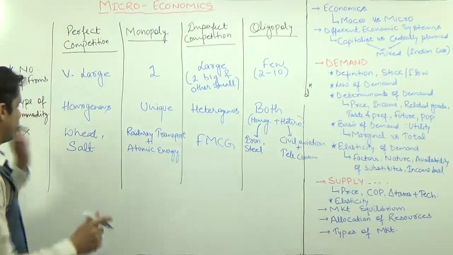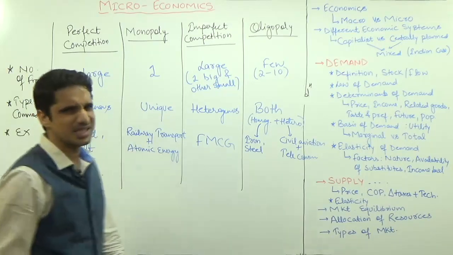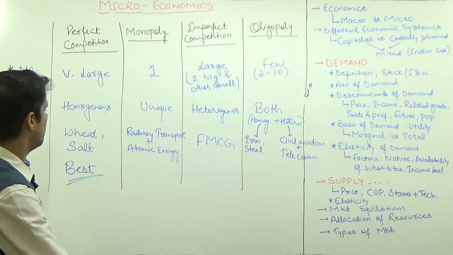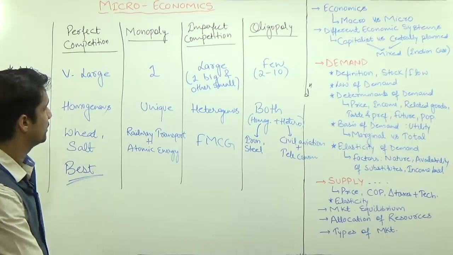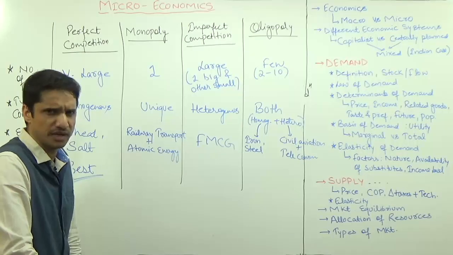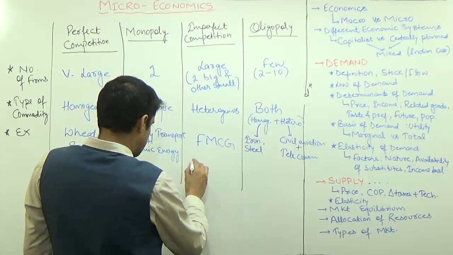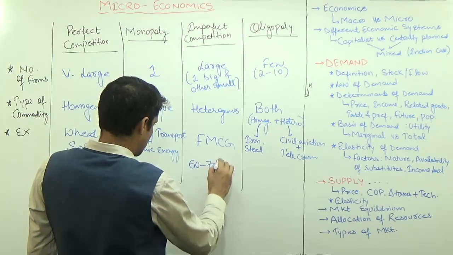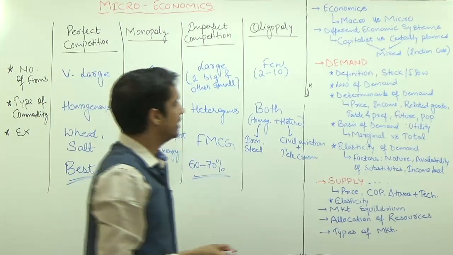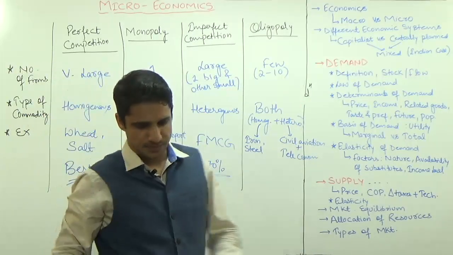Then some remarks. Perfect competition is the best type, but it does not exist much because it is very difficult to have this type of market in any economy. In case of monopoly, if the monopoly is of the government, we can say it is good up to a certain level. In case of imperfect competition, almost 60 to 70% of the Indian market comes under imperfect competition.